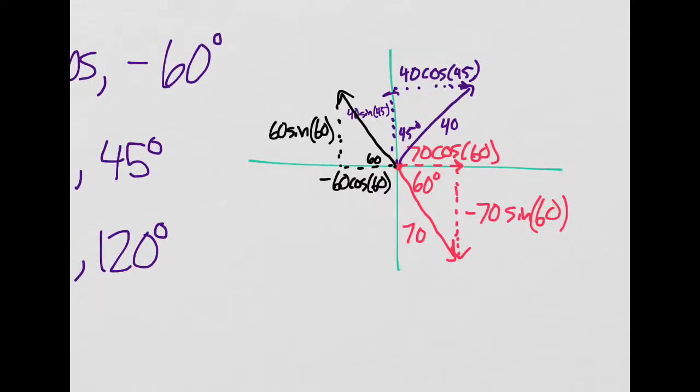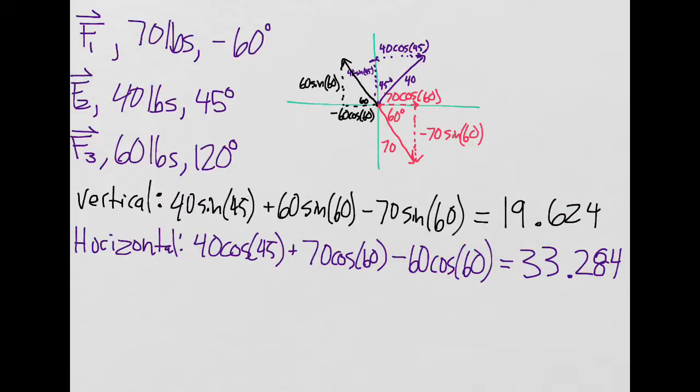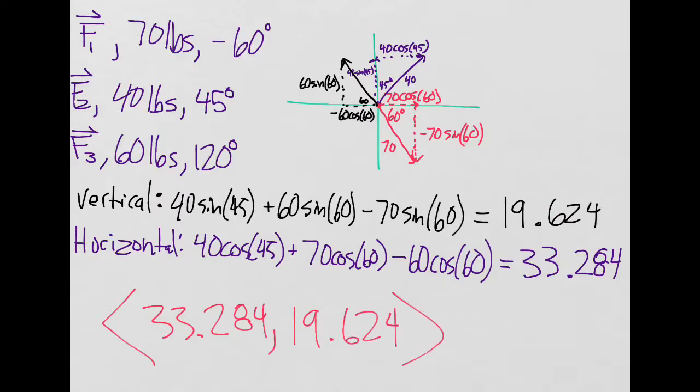I want to figure out what is the resultant of this, and so I need to add all of the like components. I need to add all the vertical components, and I need to add all the horizontal components. So I'm going to do that real quick. When we add up the vertical components and then the horizontal components, we get these two values, 19.624 and 33.284. So that corresponds to our resultant vector with the horizontal component of 33.284 and the vertical component of 19.624.